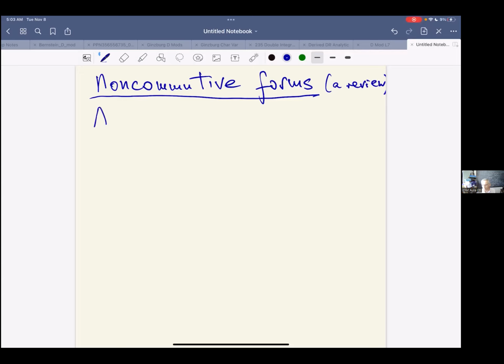So non-commutative forms for an associative algebra over K. By the way, do I have an hour or 50 minutes? Yeah, 50 minutes. And K is a commutative unital ring, mainly, probably not always, but mainly in characteristic 0.